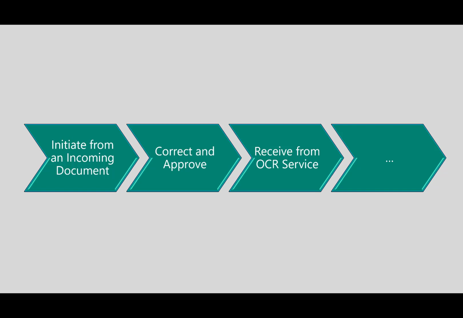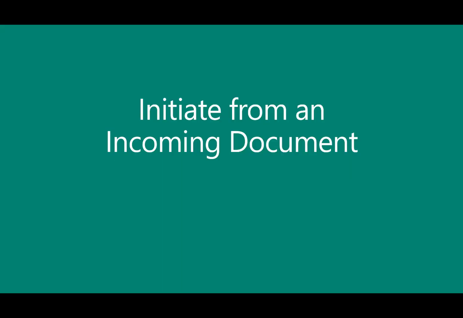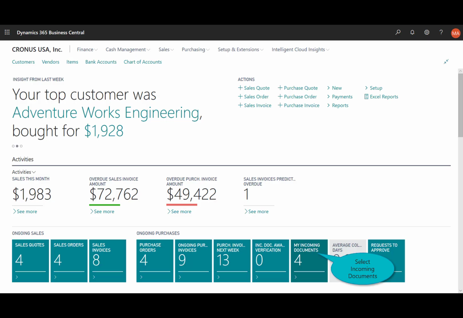And then we'll receive this from the OCR service, that's the optical character recognition service. So with that, let's go ahead and begin. We're going to initiate this from an incoming document. So again, imagine I get a document over to me from my vendor. It's either in a PDF or a JPEG format.